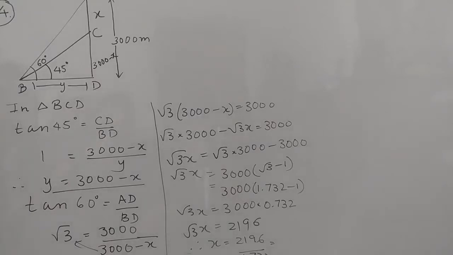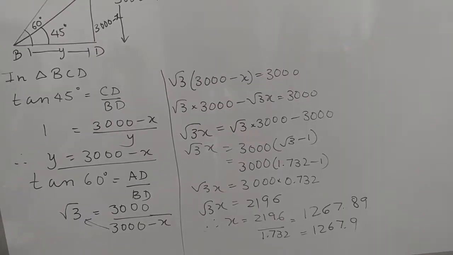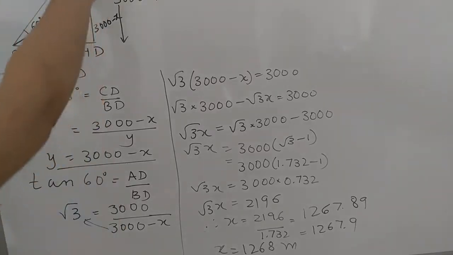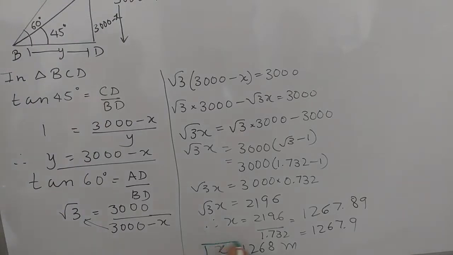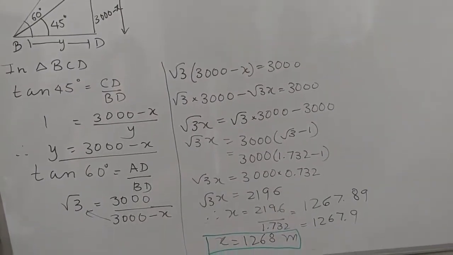Now by calculating this, we get our answer. I am writing the next step as the x value. Dividing, I get 1267.89. It is nearly 1267.9, and to the nearest meter the x value will be 1268 by rounding off. So this is the x value found for question 24. It is what they asked to find out, how many meters, this x distance. It is 1268 meter, found as our answer. This is our answer for number 24.